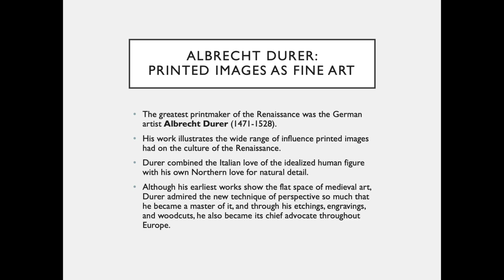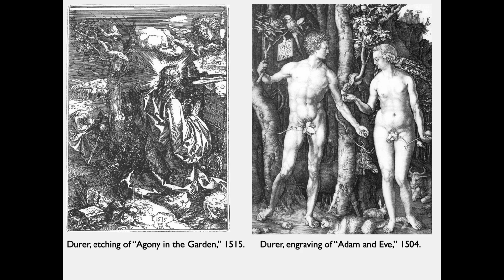Although his earliest works show the flat space of medieval art, Dürer admired the new technique of perspective so much that he became a master of it, and through his etchings, engravings, and woodcuts, he became its chief advocate throughout Europe. And that was because so many people could see his images because he made multiple copies of them, which could be disseminated.